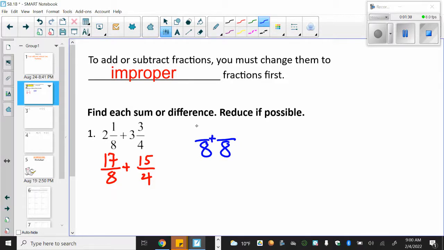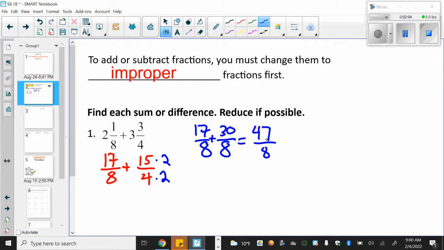This one is already 8, so it's going to stay 17 over 8. This side, to make 4 into 8, I'm going to multiply by 2. I'm going to do that with the top. 4 times 2 makes 8. 15 times 2 makes 30. Once the bottom numbers match, I can add the top. 17 plus 30 makes 47 eighths.